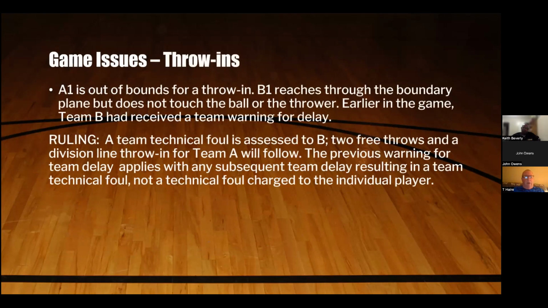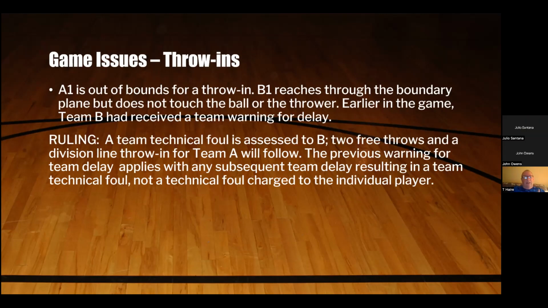And this is a case play pulled directly from the case book. A1 is out of bounds for a throw-in. B1 reaches through the boundary, but does not touch the ball or the thrower. Earlier in the game, Team B had received a team warning for delay. So somebody tell me what this particular play is with the action that occurred. Anybody? Delay of game, technical foul.